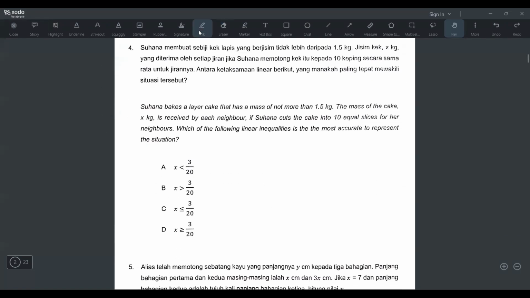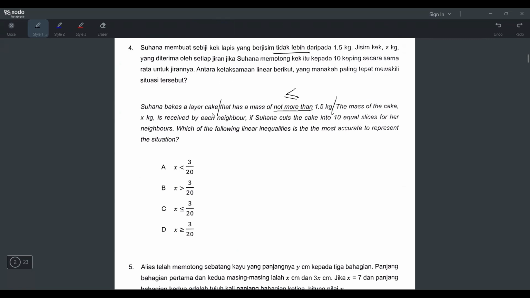Okay, next question number 4. Let's read the question. Suhana bakes a layer cake that has a mass of not more than. Okay, if they say not more than, means tidak lebih. Tak lebih means dia punya simbol mesti kurang atau sama dengan. Okay, smaller or equals. Because not more than means tak boleh lebih lah. So dia either kurang atau sama dengan 1.5.